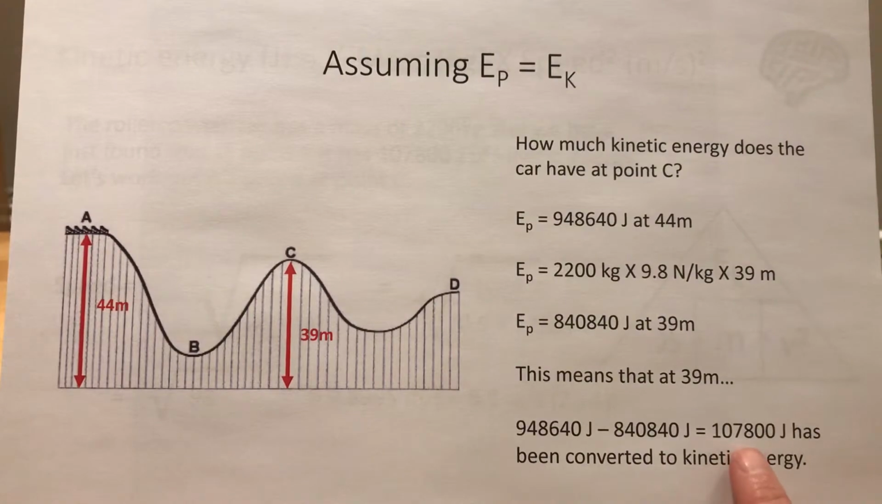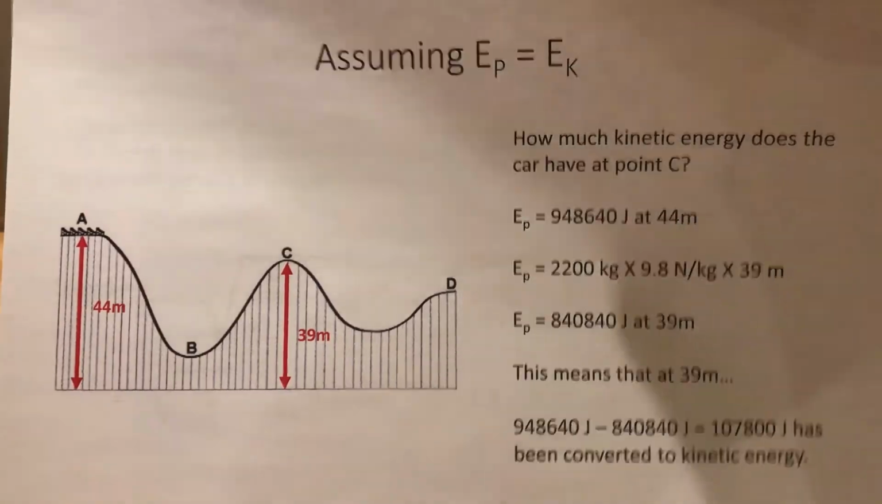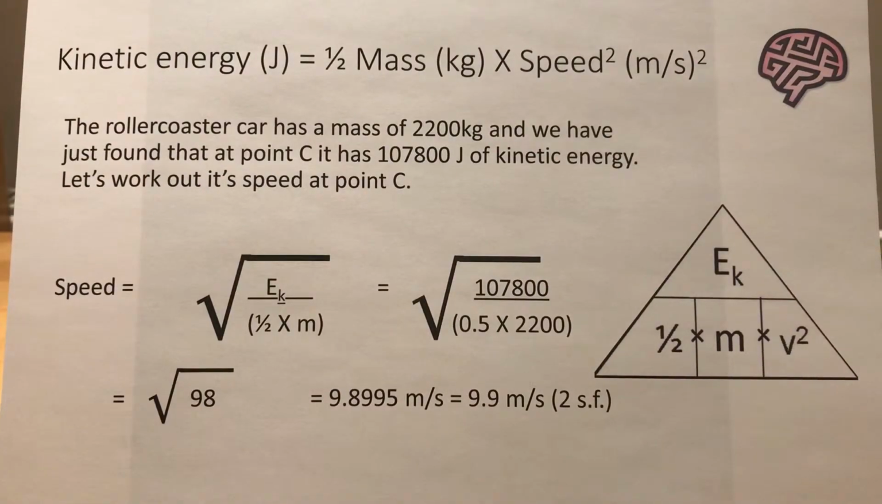Okay, now we can take that figure, 107,800 joules, and we can use it in the kinetic energy equation. Now this one's slightly trickier to get our head around. Okay, we've got kinetic energy is half times mass times speed squared, and we can see it in our formula triangle too. We've reminded ourselves that the roller coaster car has a mass of 2,200 kilograms, and we have just found out that at point C it has 107,800 joules of kinetic energy. So let's work out its speed at point C.